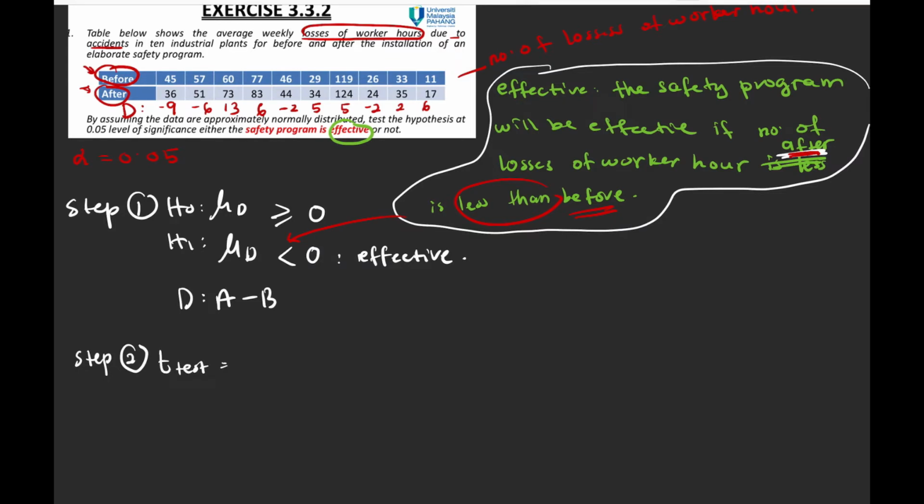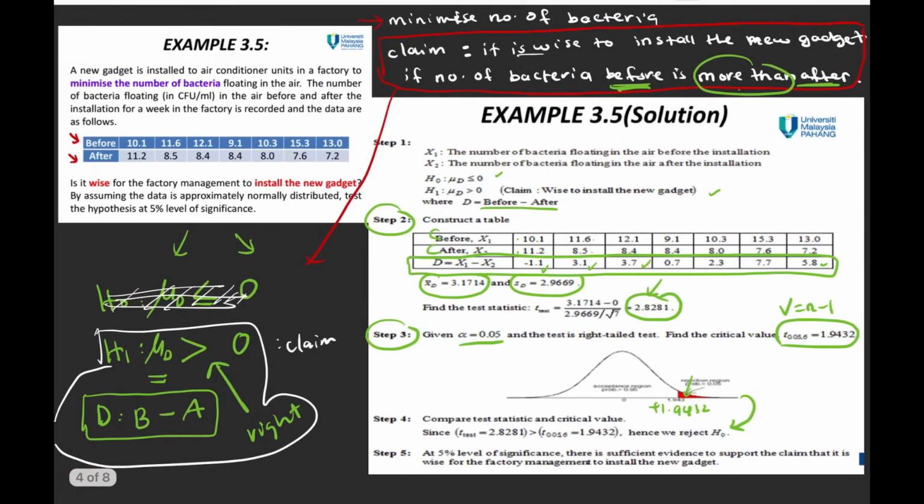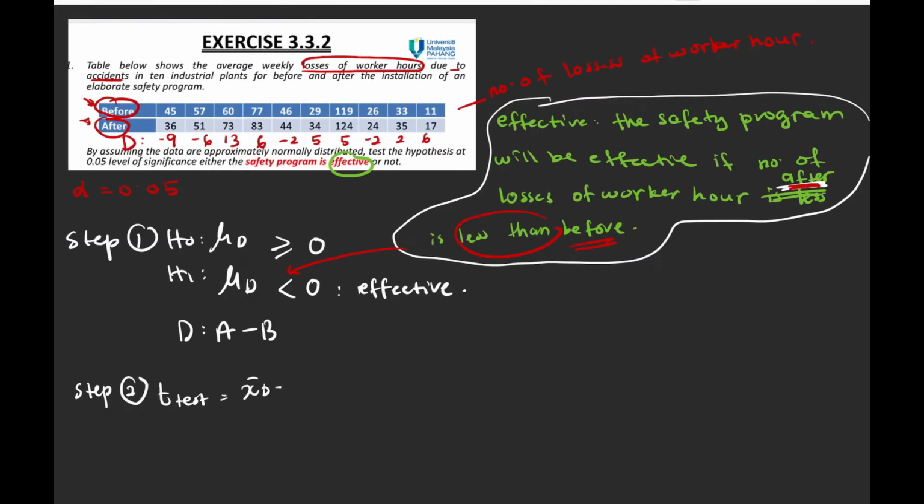T-test is equal to, so look at the formula. T-test is equal to x bar D minus mu naught over SD over square root N. Now I have my D data here. Substitute this D data into your calculator. You will get x bar D is equal to 1.8 and the SD is equal to 6.5625.